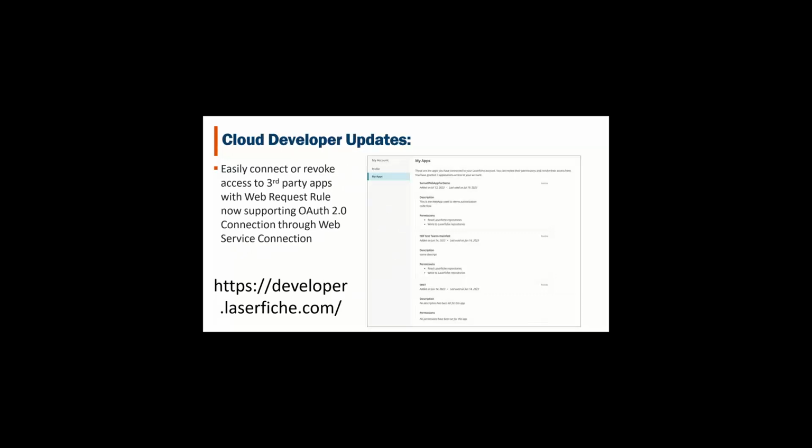There are a number of cloud developer updates that I'm not going to go into all of them, but I do recommend checking out the Developer Resource Center if you haven't already. The URL is right at the bottom of the page. There are a lot of improvements to the Laserfiche API, but I specifically wanted to call out how it works with third-party apps, specifically around the authentication, which can be a hard thing to build yourself. With OAuth connection, it's easier than ever to connect with third-party applications.